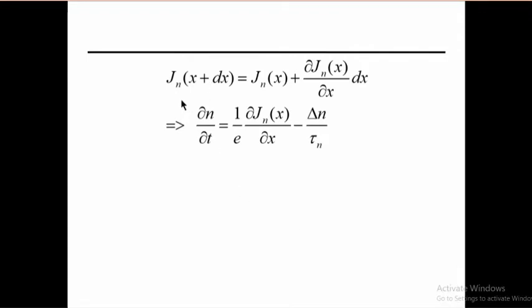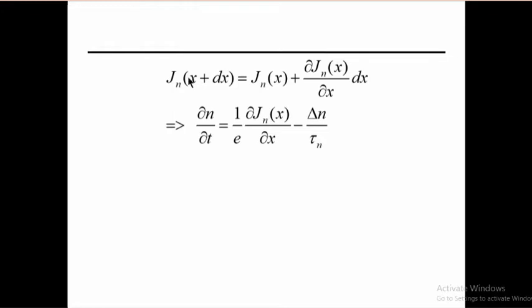If we write it down, we want to know what Jn of x plus dx is equal to. It's equal to Jn of x plus the change of Jn of x over del x multiplied by dx. We put it in this form, and then dividing by the volume, we obtain del n by del t equal to 1 over e del Jn of x by dx.